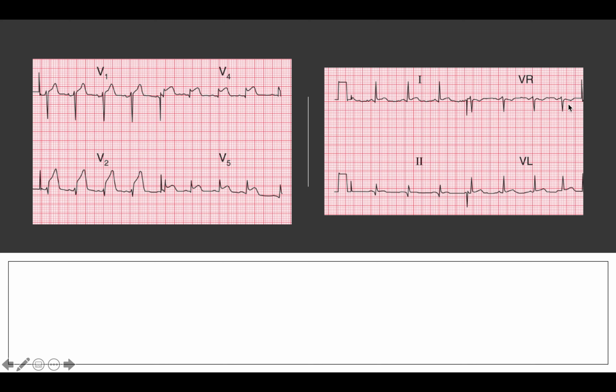aVR is negative, yes. So the main elephant in the room is in the chest leads, V1 to V5. Clearly you can see an ST elevation. So ST elevation here in V1. Remember V1 was opposite; there was a big S wave in both V1 and V2. Clearly you can see an ST elevation. In V4 as well, you can see an ST elevation. So it's clearly evident that this person has a myocardial infarction.